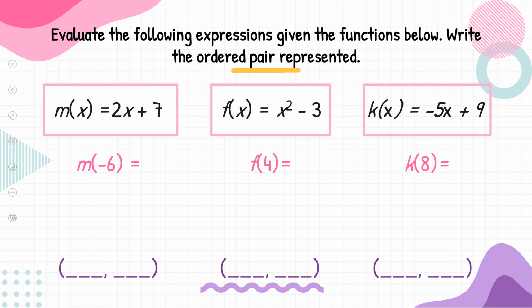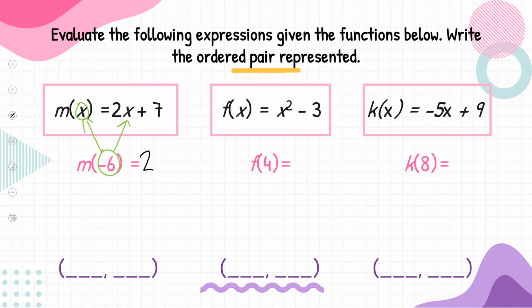So it says to evaluate the following expressions given the functions below. Write the ordered pair represented. So I've given you m of x equals 2x plus 7. I've given you that our input here is negative 6. So that means anywhere where we see an x, we're going to substitute in the value of negative 6.